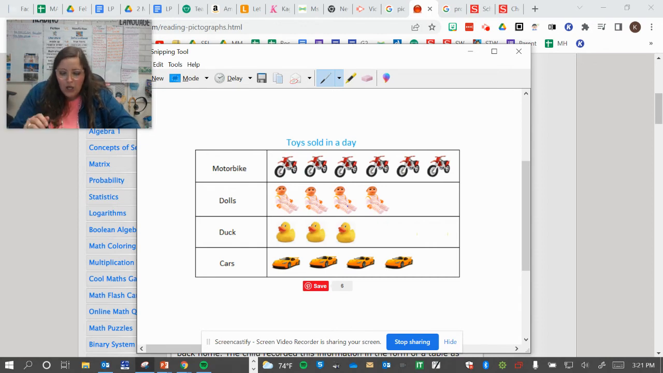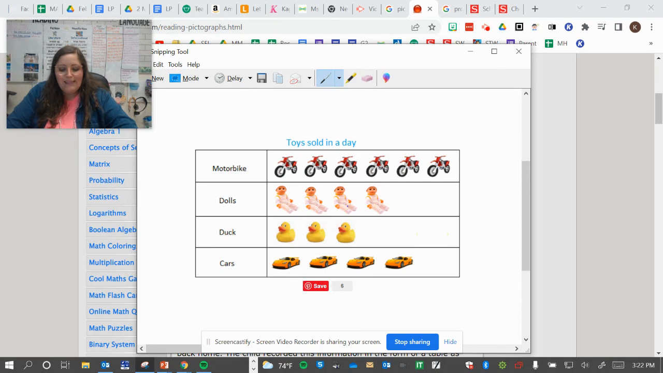Another question that they might ask is how many more cars were sold than ducks? If it says how many more, what does that mean I'm doing? It means I am subtracting. So I have 4 cars and 3 ducks. What's 4 minus 3? 1. So 1 more car was sold than ducks.